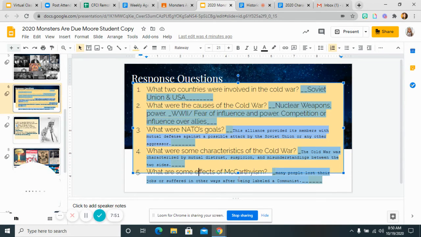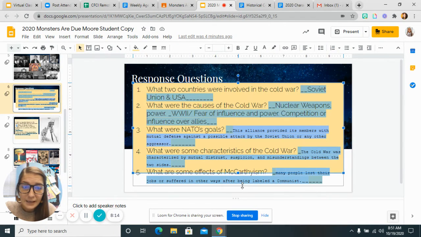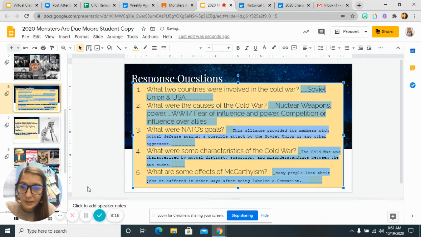So we talked about the effects of McCarthyism: many people lost their jobs and suffered in other ways. It was almost like neighbors were accusing their neighbors of being a communist, and it wasn't just as simple as they would not be friends anymore. They would literally lose their jobs. So those are some of the effects.